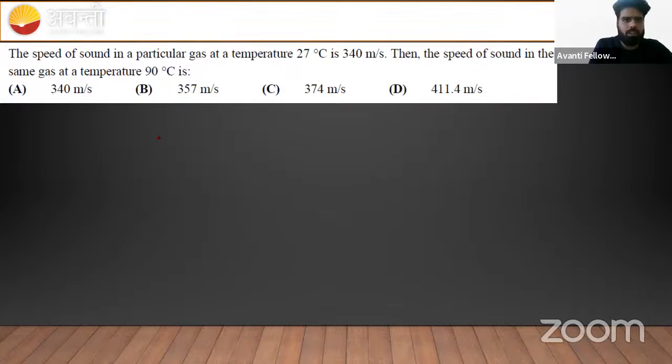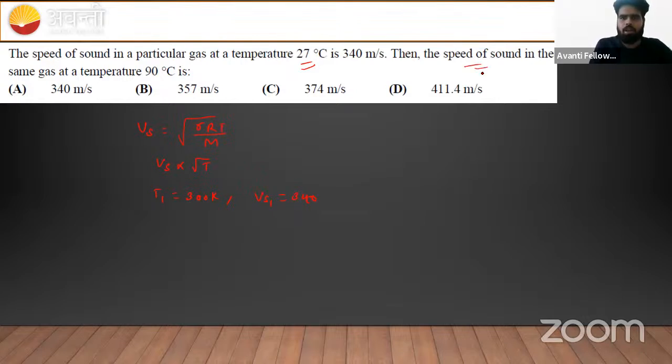Here the speed of sound is asked. We know what the speed of sound is. That is nothing but the square root of gamma RT upon molecular weight or molar mass. So it is given that the velocity of sound is proportional to the square root of temperature. And one thing we have to know is that whenever we use temperature, always put it in Kelvin. What is the value of T1 here? That is 300 Kelvin, and corresponding to this temperature, the sound speed Vs1 is given as 340.